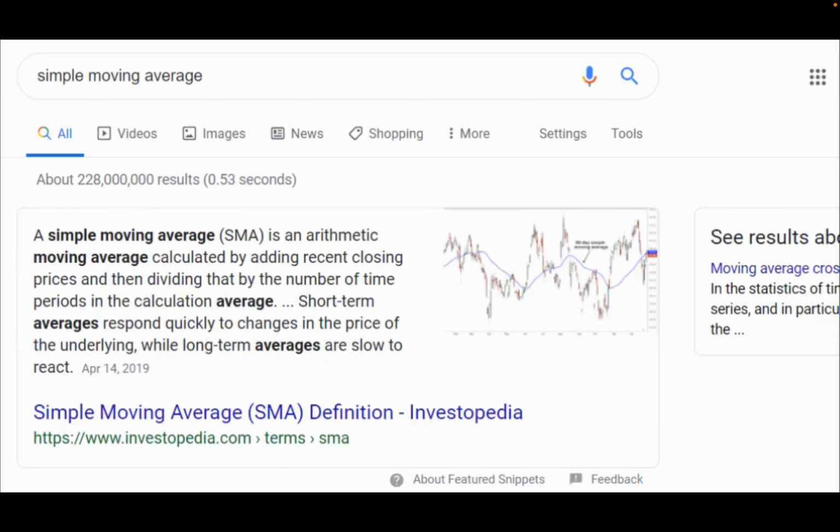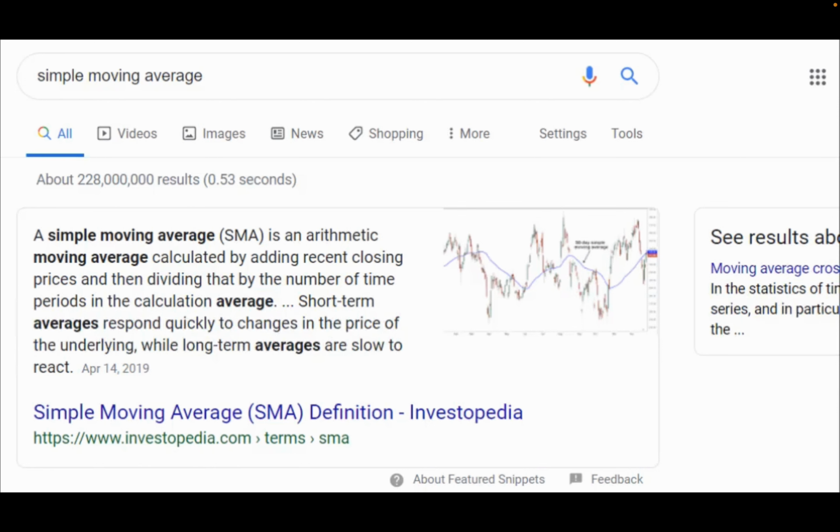According to Google, a simple moving average is basically adding the recent closes of the price and then dividing that by the number of time periods. So if you have a 50-period moving average, you're going to add up the last 50 closes, add them all up, and then divide by 50. And that allows you to then plot on your chart a line, which is considered the moving average.